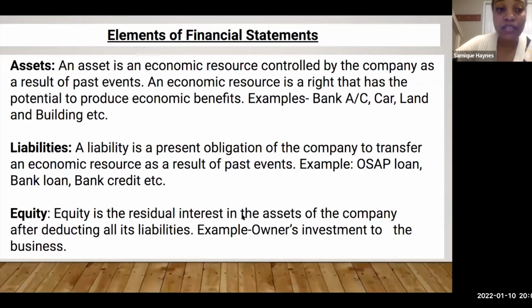Elements of financial statements. Some of our friends mentioned this in the beginning when I asked, what is accounting? Talked about assets, liabilities, and equity. What are assets? Who can tell me what they think an asset is? What is an asset? An asset is what the company owns.